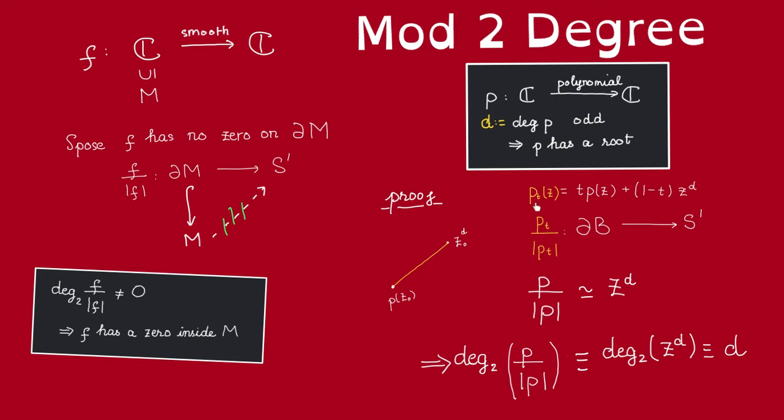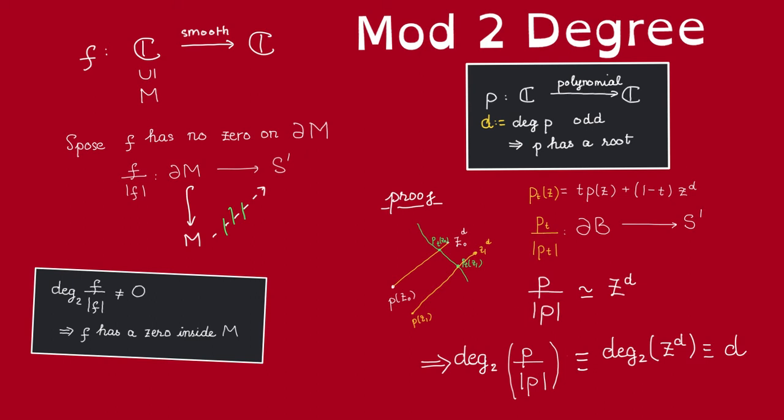You can think of this as a straight line homotopy between p(z) and z to the d. If we fix the point z0, then as t runs from 0 to 1, the value of p_t(z0) runs from here to here, along this line segment. Then we can choose a really big ball B, so that none of these maps p_t have zeros on the boundary of B. In particular, these quotients are well-defined maps on the boundary of B, and thus give us a homotopy between this quotient and z to the d.